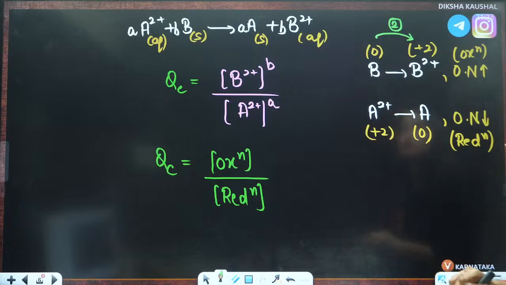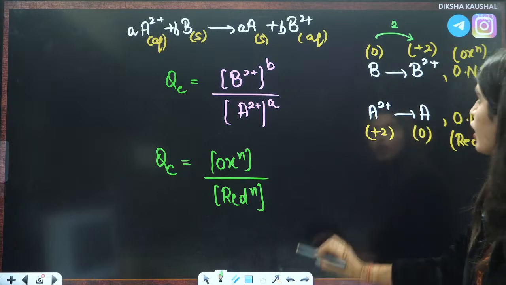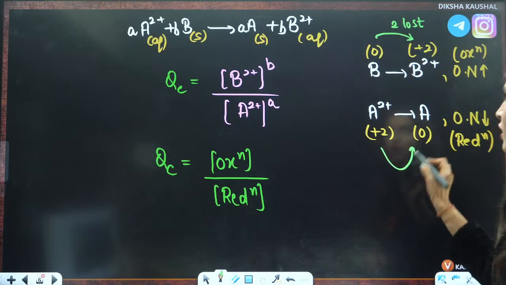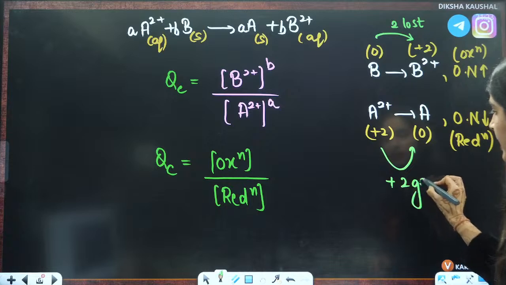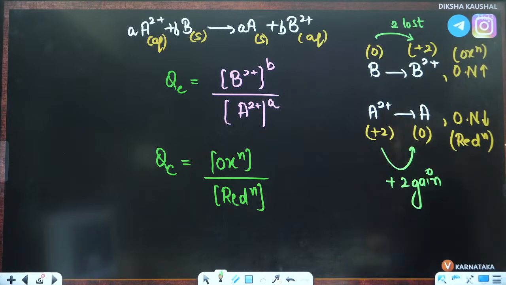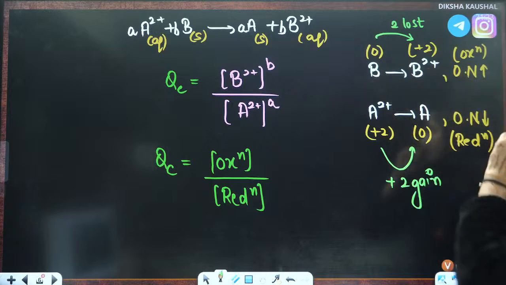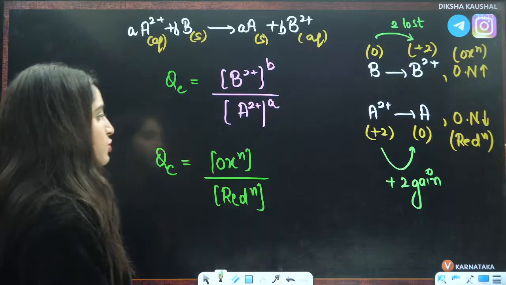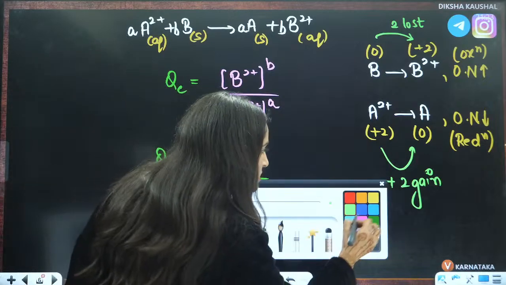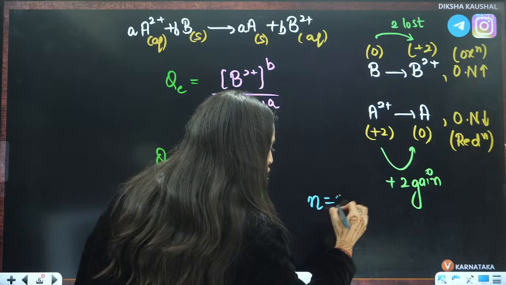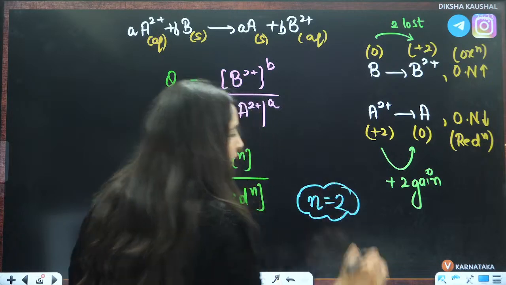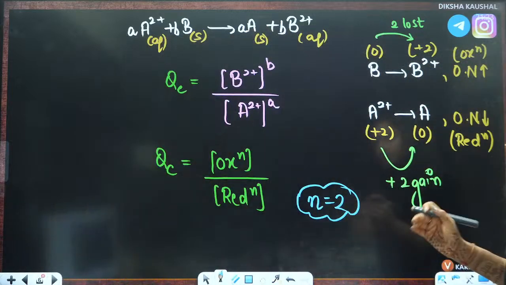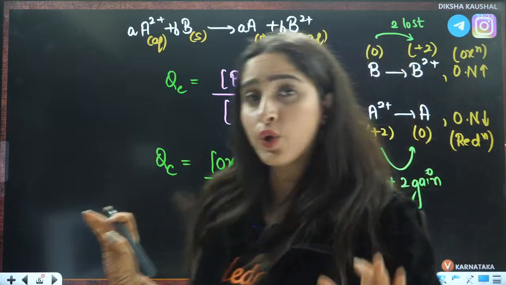That means 2 electrons are getting lost, and here 2 electrons are getting gained. Definitely it is reduction. 2 electrons gained, 2 electrons lost. That means the number of electrons gained or lost is equal to 2. So can I say that the n factor here is 2? Yes, students, very good. So this becomes your full equation.